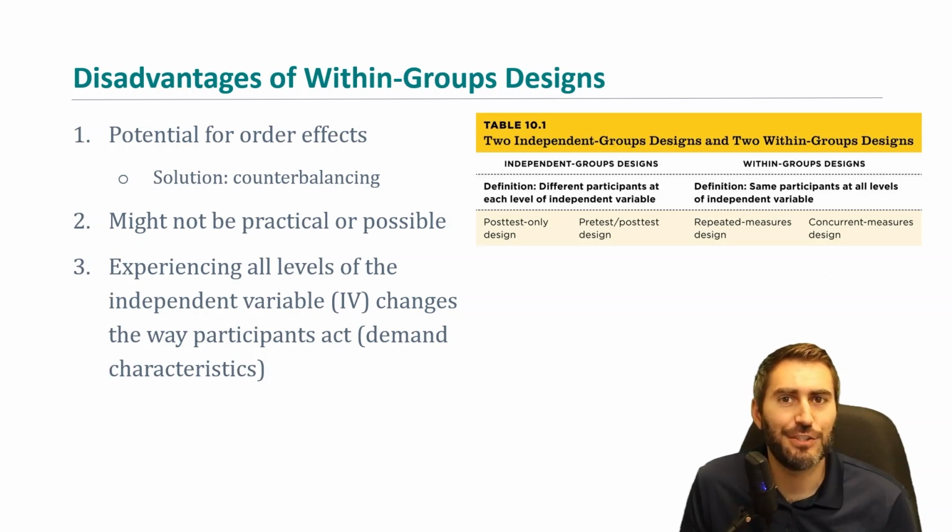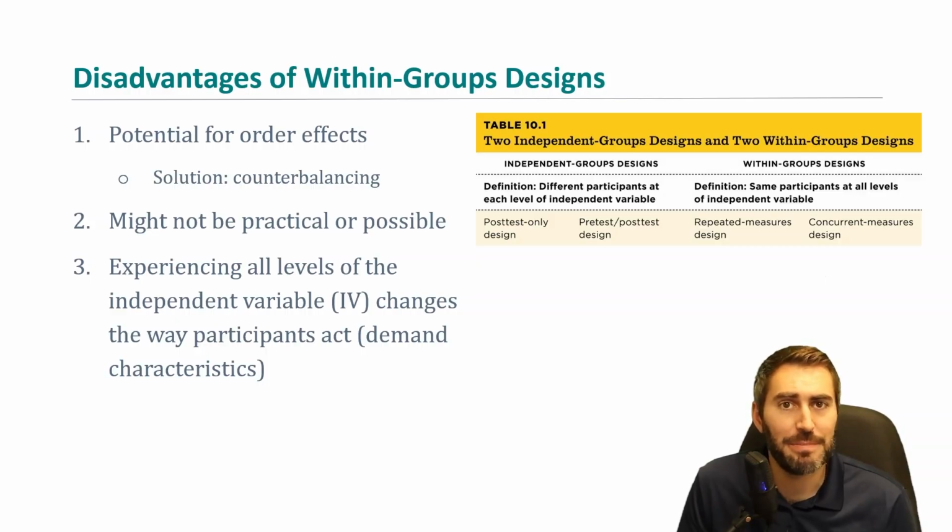Think about trying to teach a child how to ride a bike. Once they learn with method A, they're permanently changed, so you can't wipe their memory and test them again using method B. Third, within groups designs are highly vulnerable to demand characteristics.